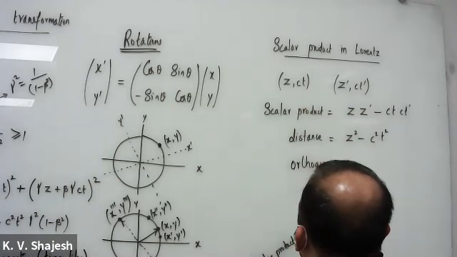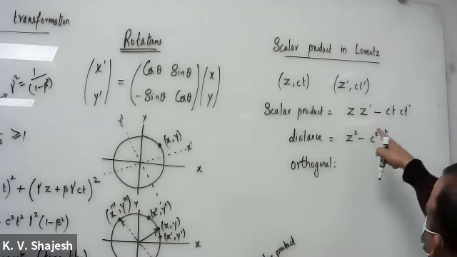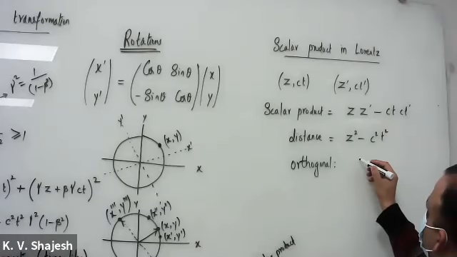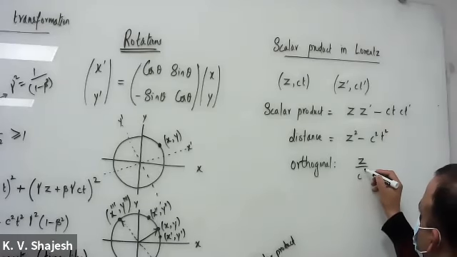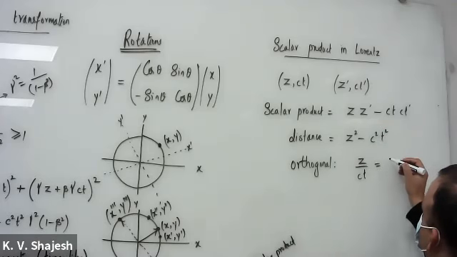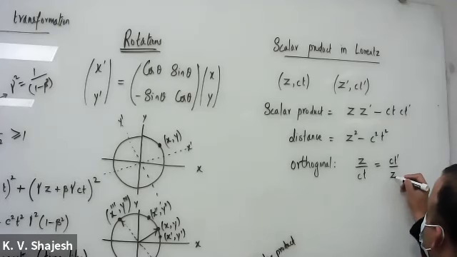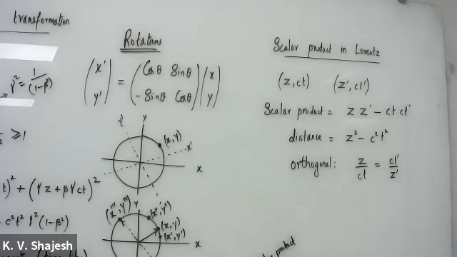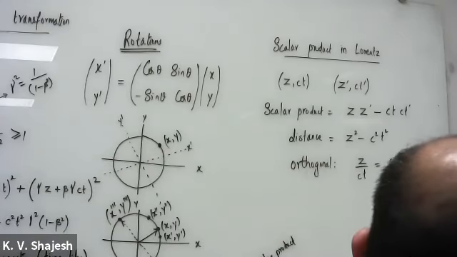And what we are interested in is orthogonality. When is this orthogonal? We see that this has to be equal to 0. That means Z over CT, the ratio, has to be flipped, so this is CT prime over Z prime. If you flip the coordinates, that gives you the orthogonal vector, at least one orthogonal vector.